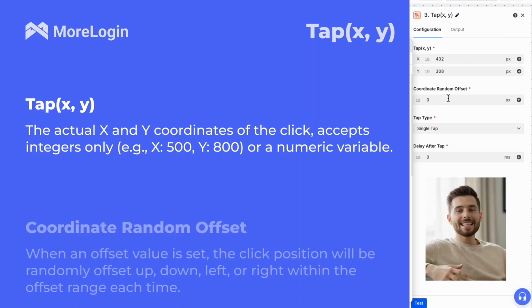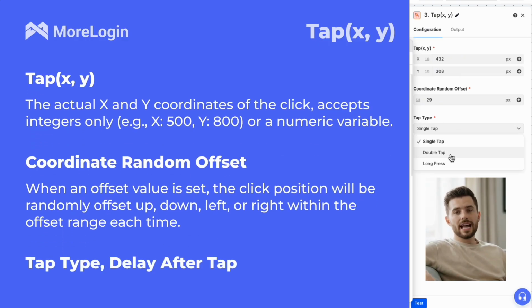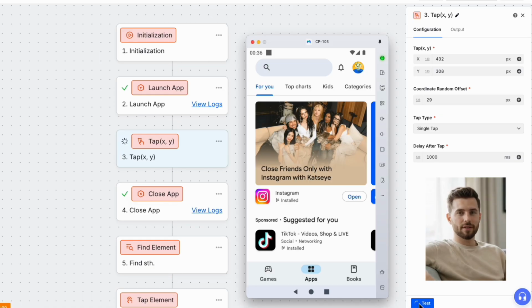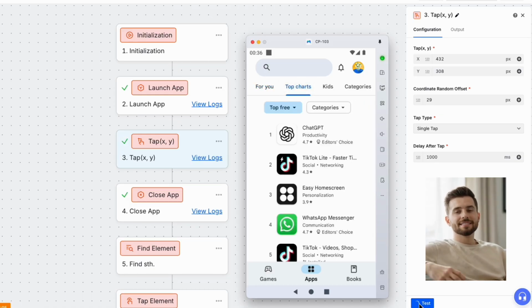But clicking the exact same pixel every single time is a dead giveaway to bot detectors. So we can configure a coordinate random offset to randomize the tap area slightly, and choose whether to single tap, double tap, or long press as needed, and set how long to wait before continuing to pace the workflow. So unlike tap element, which works from an identified target, tap XY works directly from coordinates, but it also requires more care because coordinate-based actions are usually more sensitive to screen layout changes.